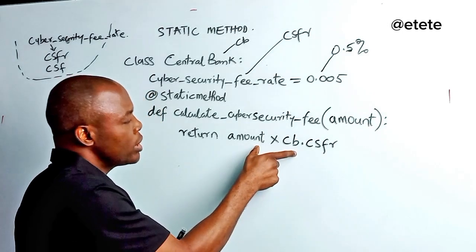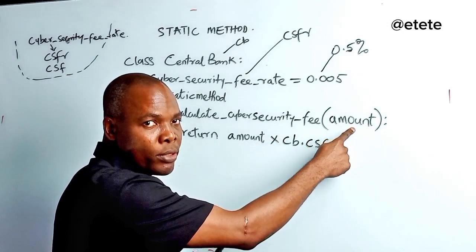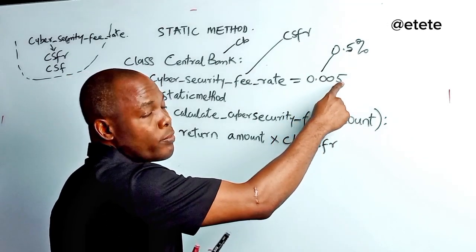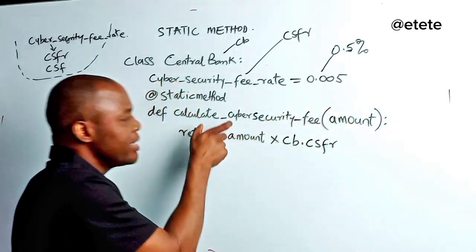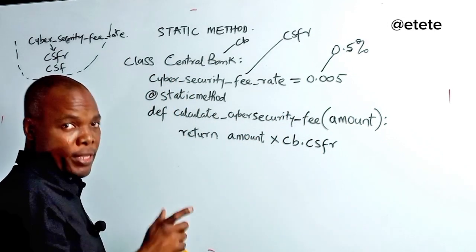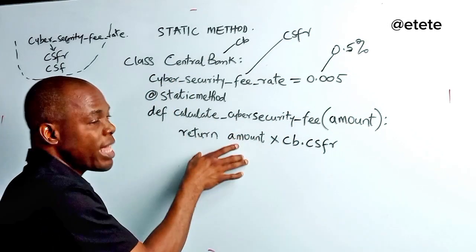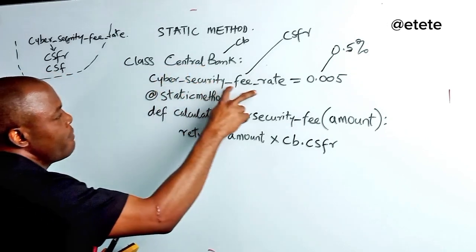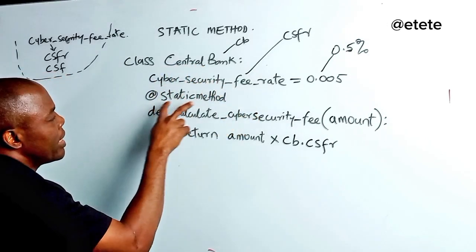So it's going to return this. Whatever amount that I put here, say 20,000, 20,000 multiplied by 0.005. That is the cybersecurity fee, right? So that's what I'm going to return. Now I have created my class. I have created a variable, and then I've created a static method.